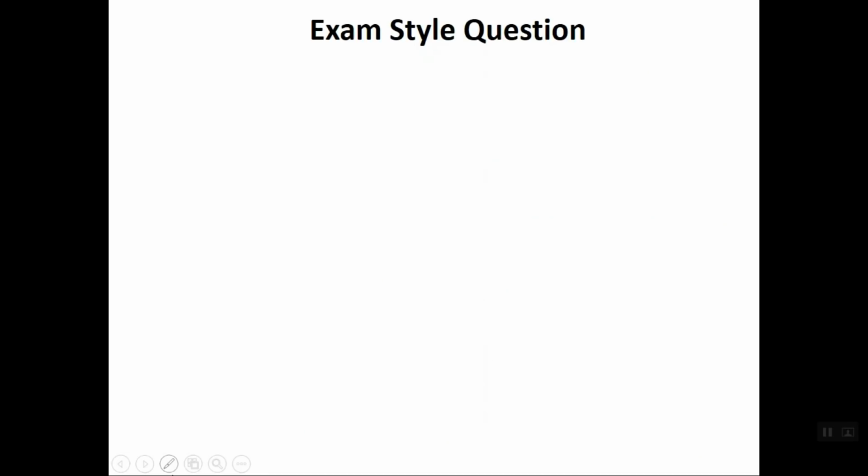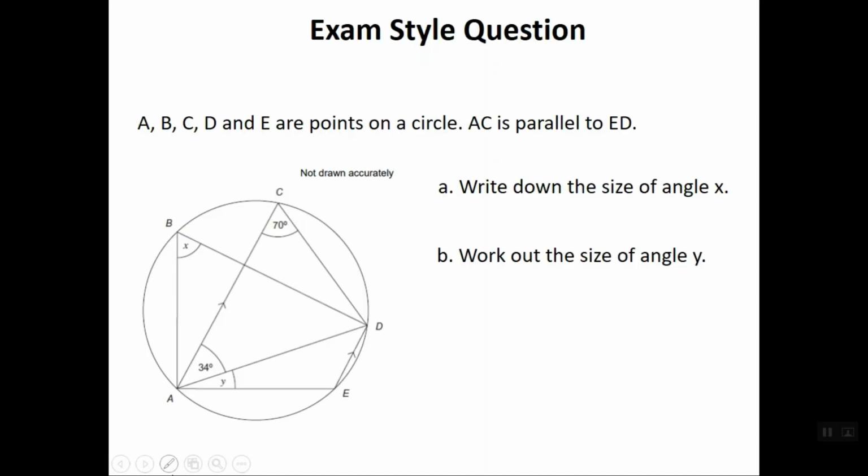Now let's look at an exam style question, and this is the last question for this tutorial. So the question: A, B, C, D, and E are points on a circle. AC is parallel to ED. Write down the size of angle X and work out the size of angle Y. Again, it asks you to write down the size of angle X, which means that there are no calculations involved.